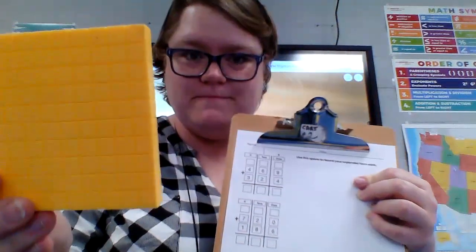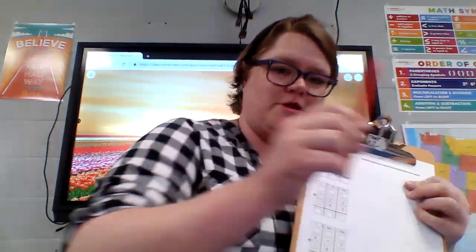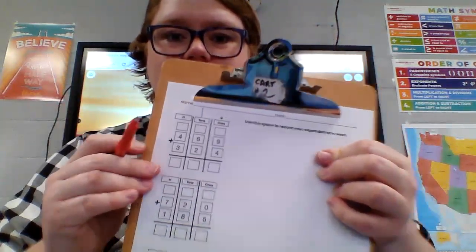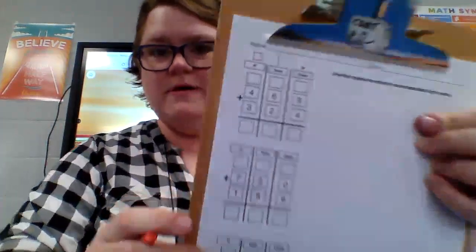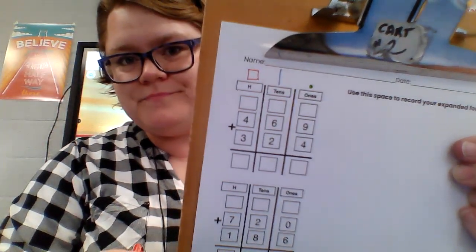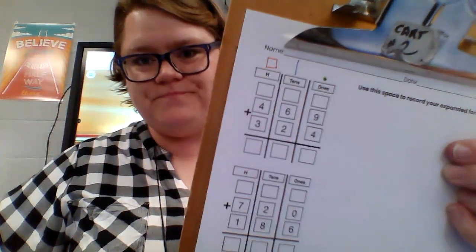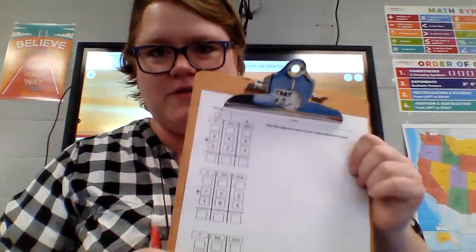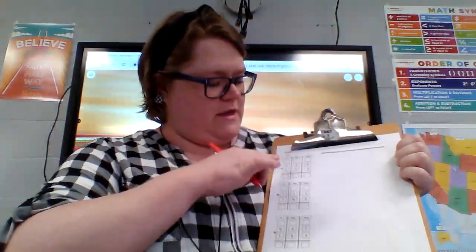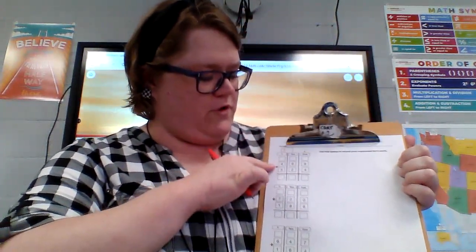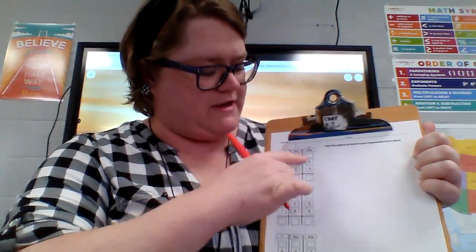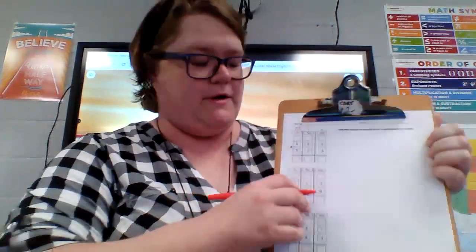For our hundreds, can you guess what we're going to draw? I'm going to use red for my hundreds. I'm going to make just a square. For every 100, I will draw a square. So let's work this one out together. If I have the number 469, pull out your paper and do it with me. 469, this is how it'll look.